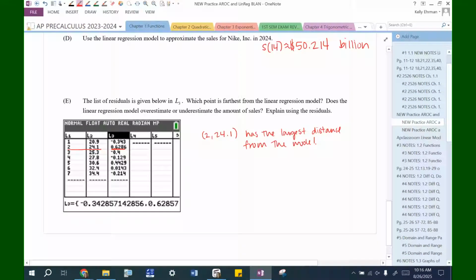Okay, now if that is a positive residual, again, that means you've got a line of best fit. The point is sitting up here. The line is under the point. So does the linear model, the line, over or underestimate the sales? The model, it's under the actual sales, so it underestimates the sales for, what is that? 2 is 2012.